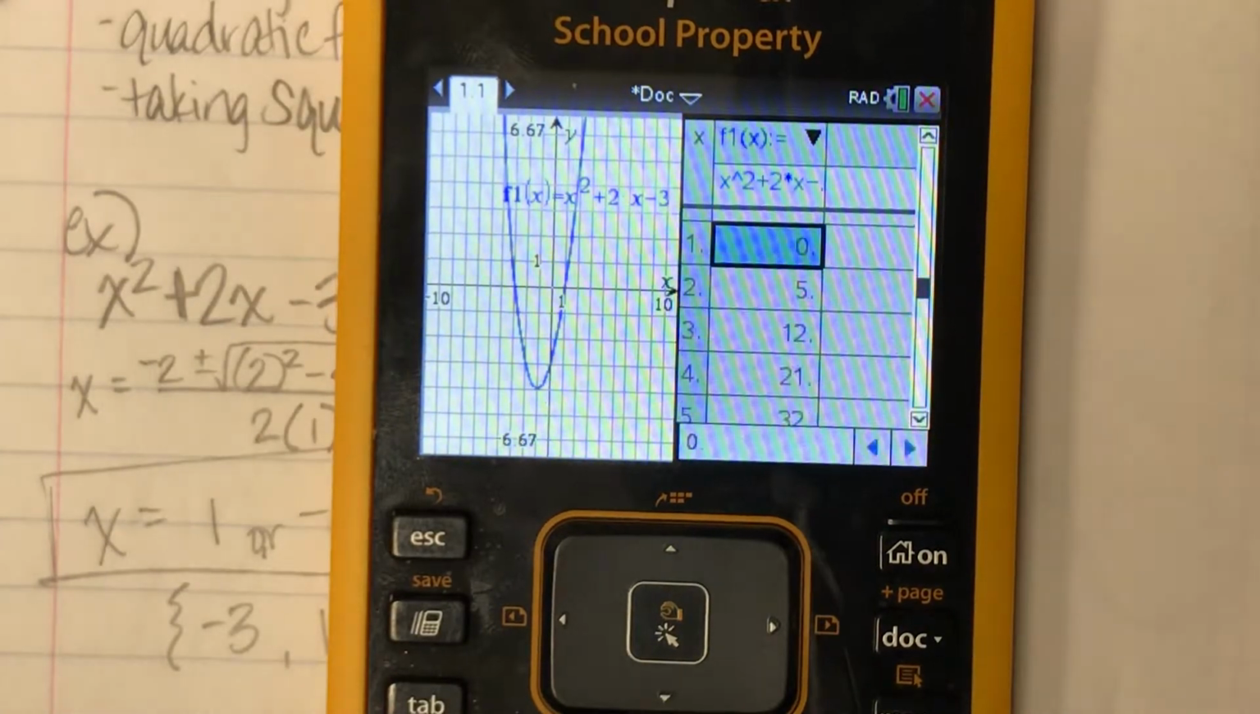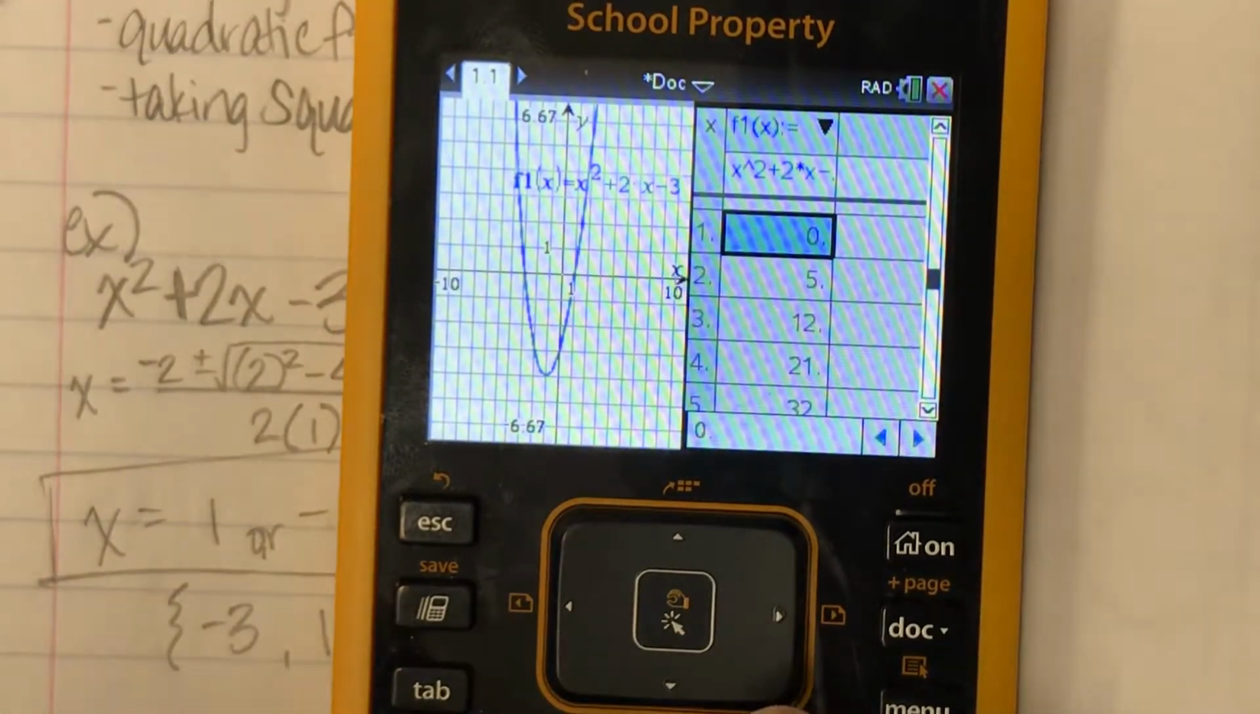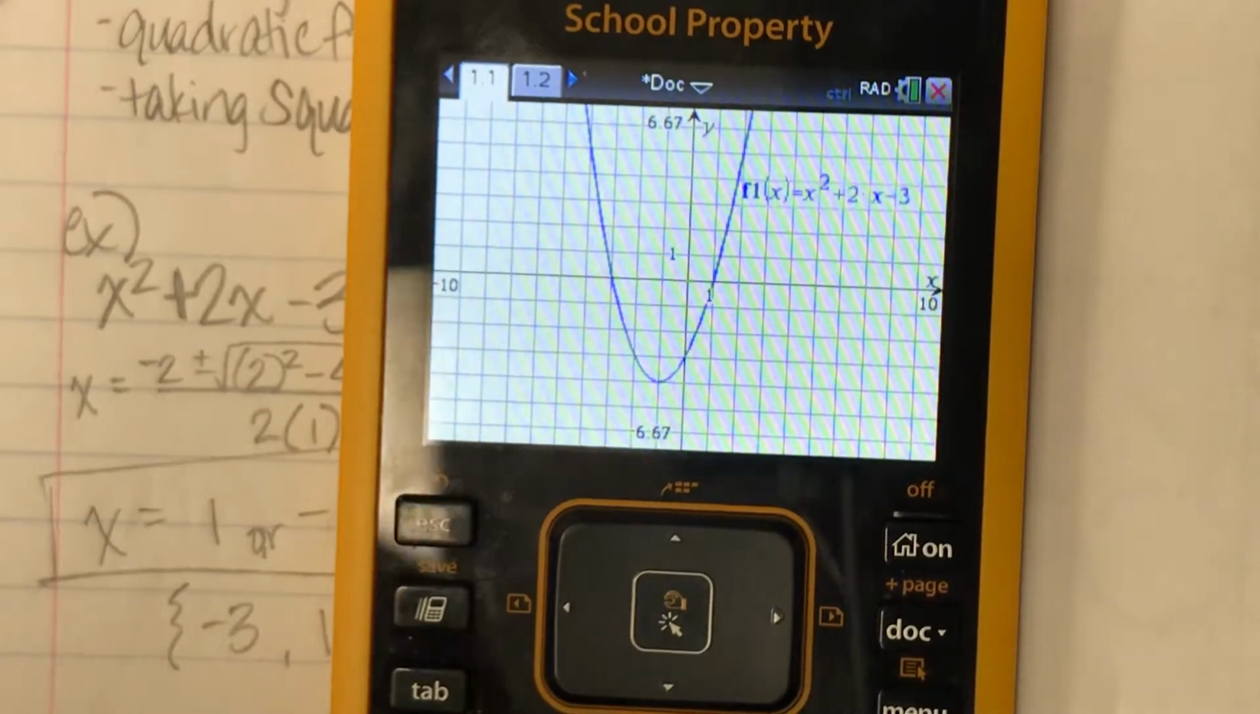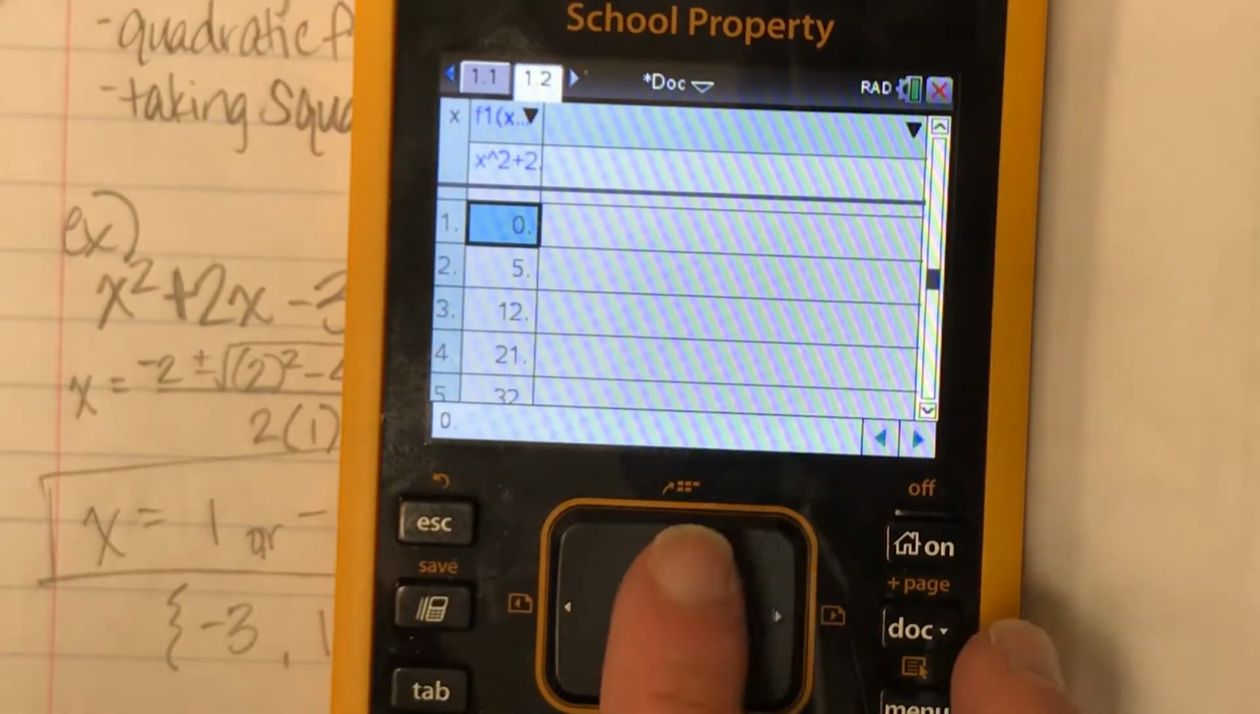That's a little squashed. So I personally like to do Control 6 to split it apart. And then you see your second page right there has your table on it. So Control over will get me there.